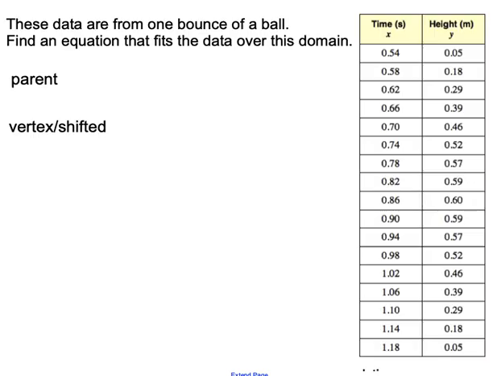This one, there's not a story problem involved. There's just a list of a bunch of data. It says this data is from one bounce of a basketball. Find an equation that fits the data over this domain. So if I sketch this out just a little bit, if I think of one bounce of a ball, it looks like it makes sense.